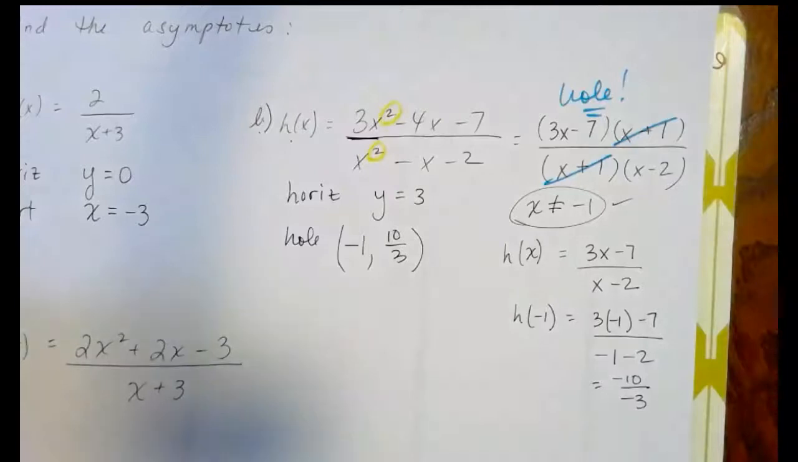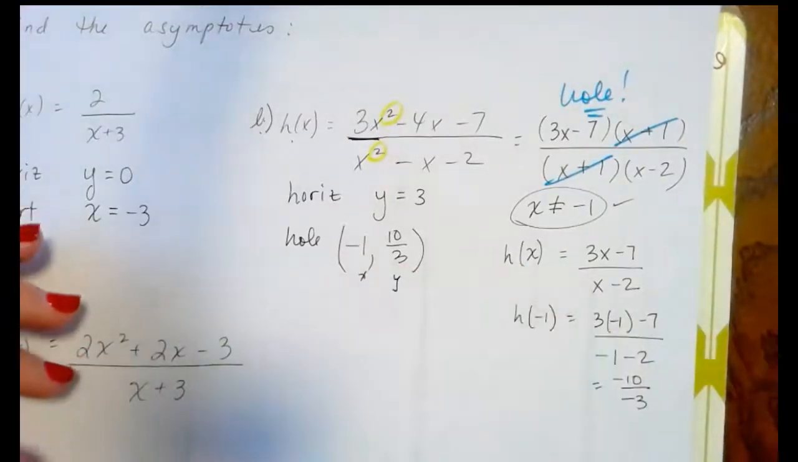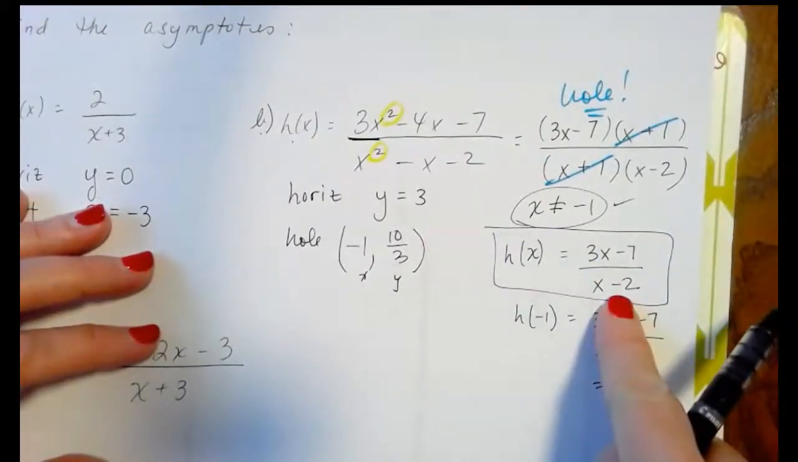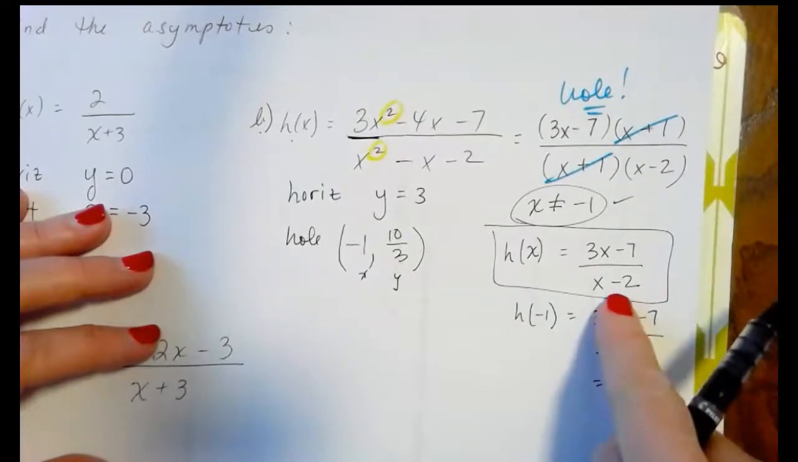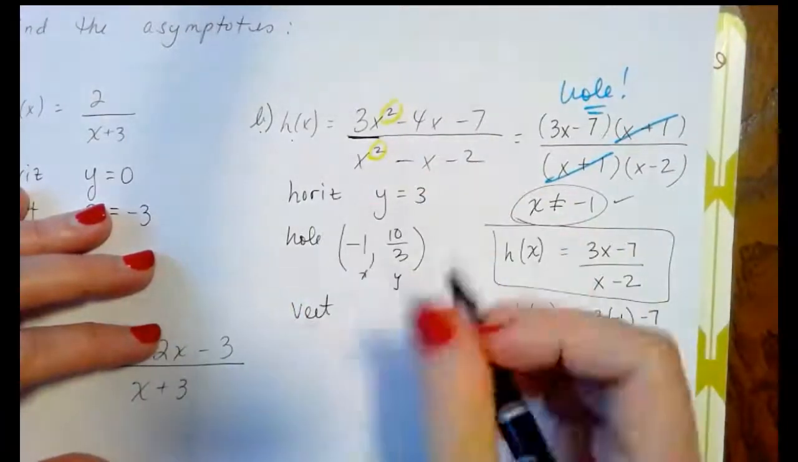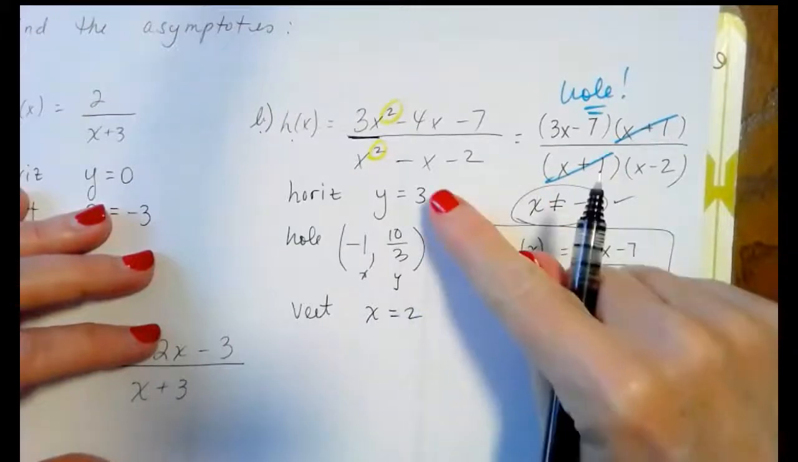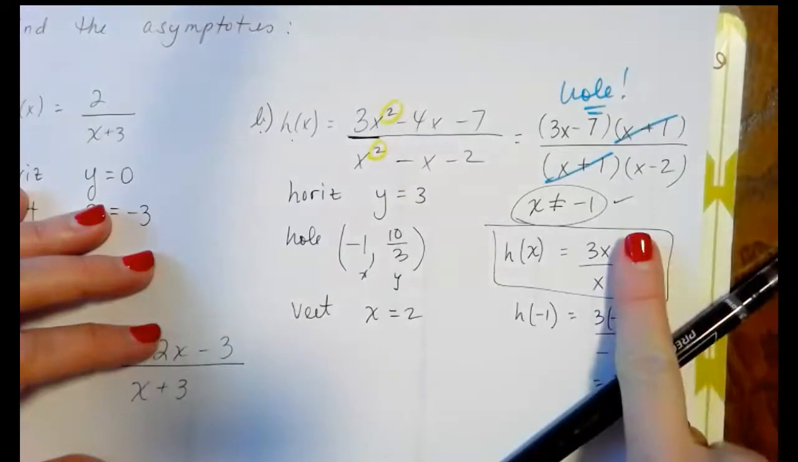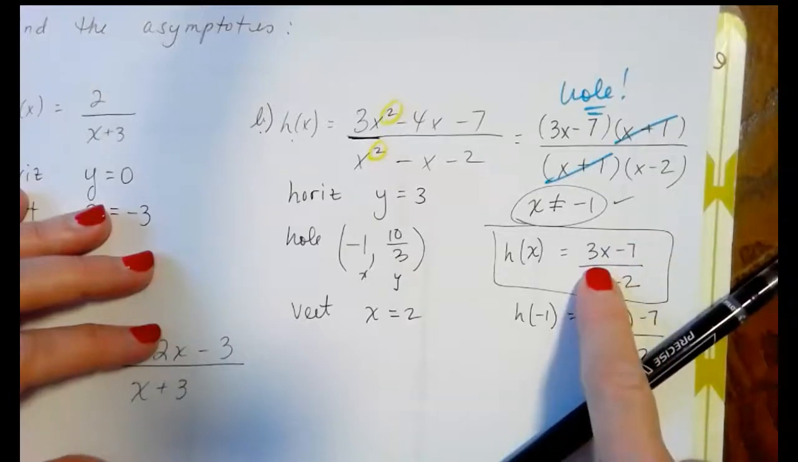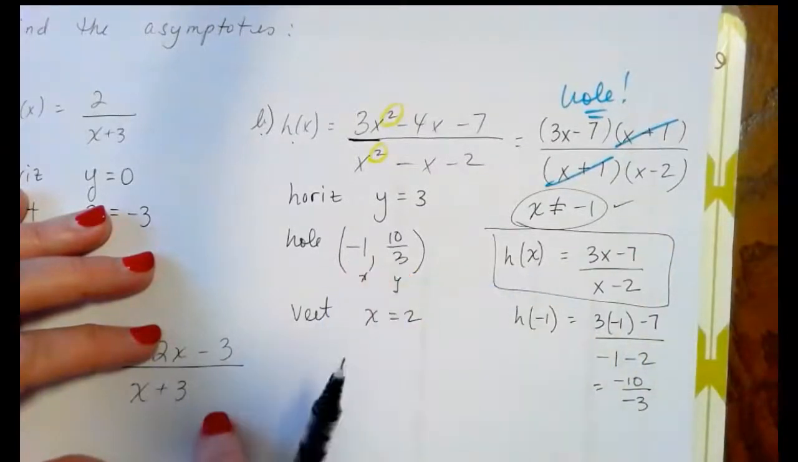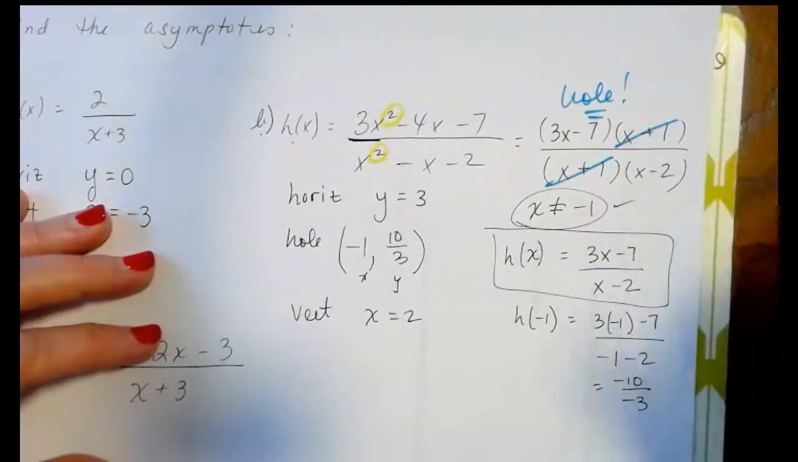Remember, if you're giving me a location, I'm expecting an x and a y. And then go back to that simplified function, and it'll tell us where we're having our vertical asymptote. Our vertical asymptote is going to be at x equals 2. So this particular function has it all. It's got a horizontal asymptote. If it's the same degree, cover up everything except for the first two terms and divide, because that's what the fraction bar represents. Horizontal asymptote at y equals 3, a hole at negative 1, 10/3, and a vertical asymptote at x equals 2.